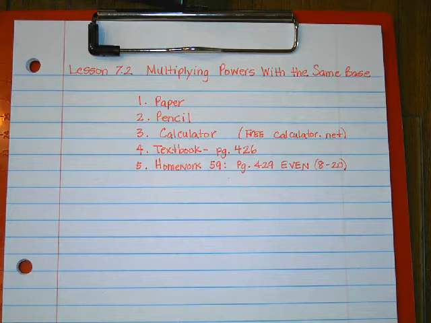So today we're going to go ahead and start with lesson 7.2, multiplying powers with the same base. For this lesson today, you're going to need paper, pencil, calculator, and if you don't have one, you can get a free one on calculator.net. It's beautiful. It works really well. We're also going to need your textbook on page 426. You'll need to be able to access homework 59, which is out of your textbook. It'll be on page 429. You'll be doing the evens 8 through 20.